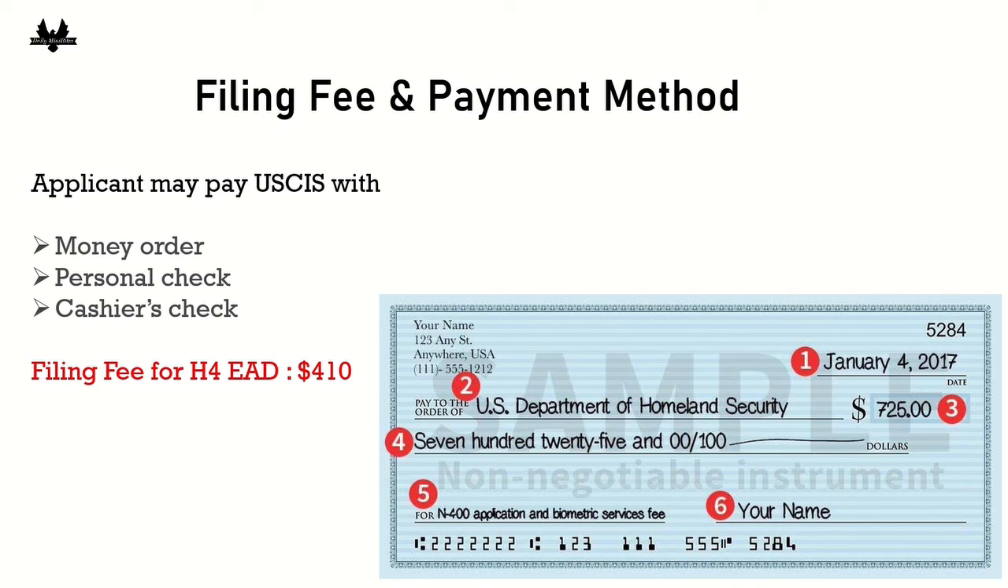Then the pay to the order of should be US Department of Homeland Security. And on the bottom of the check, in the for field, you have to fill in for I-765 application for employment authorization. Also make sure to sign your name.